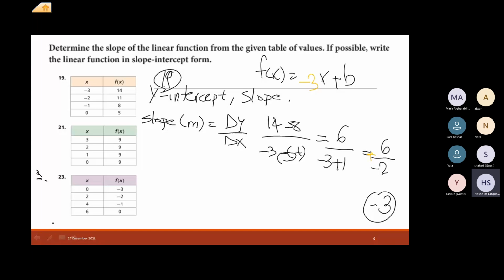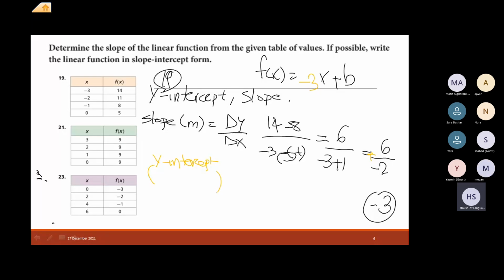Now I will find the y-intercept. What do I mean by the y-intercept? The y-intercept should be the b. It means x is 0 or y is 0? X is 0. Now I will go to the table here. Where is the value where x is 0? The last one. Where is y? 5. So what does it mean? The y-intercept is what?